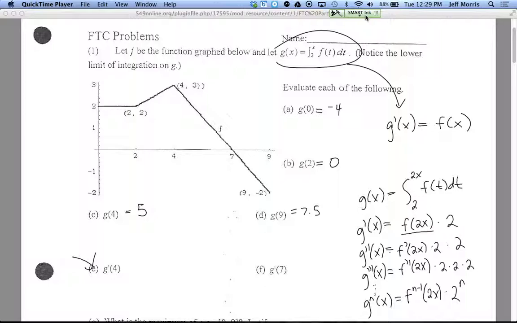And then I've seen them do things like, once you see a pattern, find the 98th one. Are you going to sit there and do 98 derivatives? No, you're going to figure out the pattern. What would the 98th derivative be? So it'd be g 98th of x equals f to the 97th of x times 2 to the 98. Pretty slick. Pretty cool stuff.